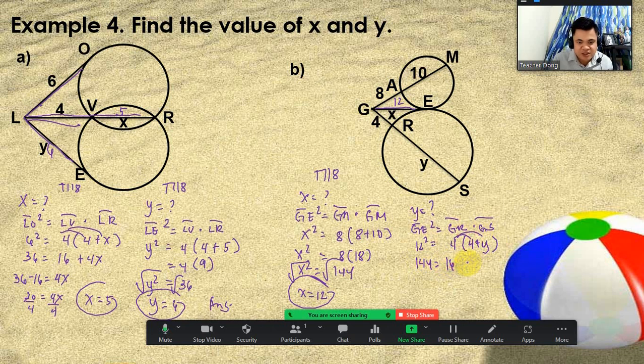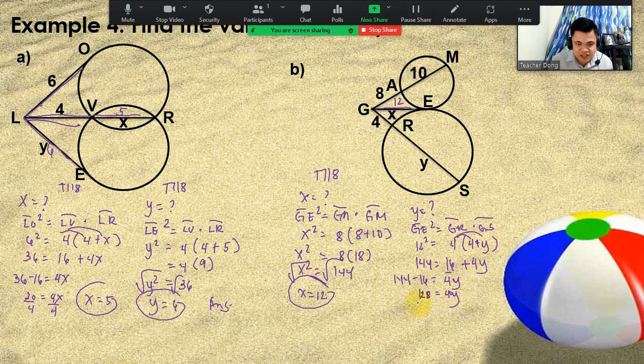And then distribute 4. 4 times 4 is 16 plus 4y. Then combine the similar terms. 144 minus 16, the opposite of 16, equals 4y. So 144 minus 16 is 128, equals 4y. And then divide both sides by 4. So the value of y will be equal to 32. So the value of x is 12 while the value of y is 32.